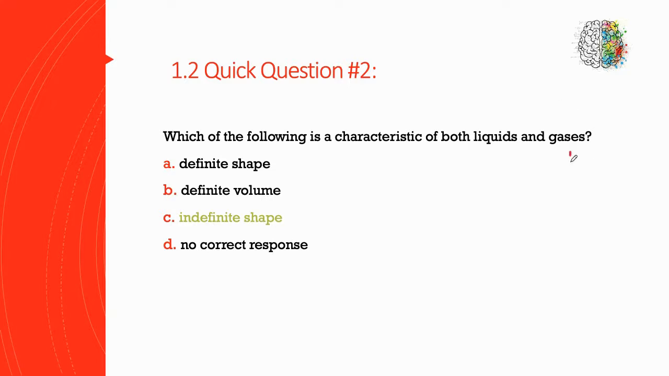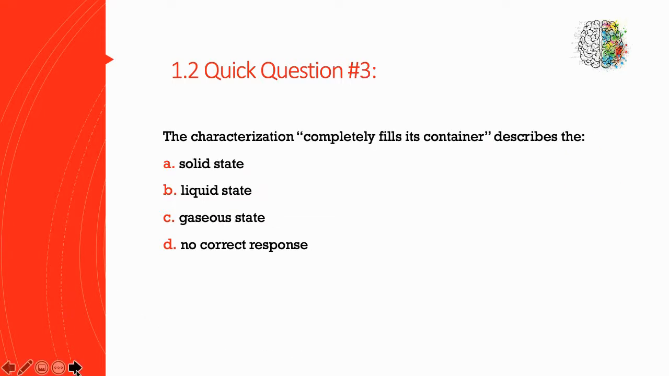Remember, gases are indefinite shape, indefinite volume. Liquids have an indefinite shape because they take on the shape of their containers, but they have a definite volume, right? They have a definite volume. You can measure their volume. They just don't have a definite shape. So they're different in terms of volume, but they are the same in terms of shape. They are both indefinite. How about this one? If I characterize something as completely fills its container, what am I describing here?